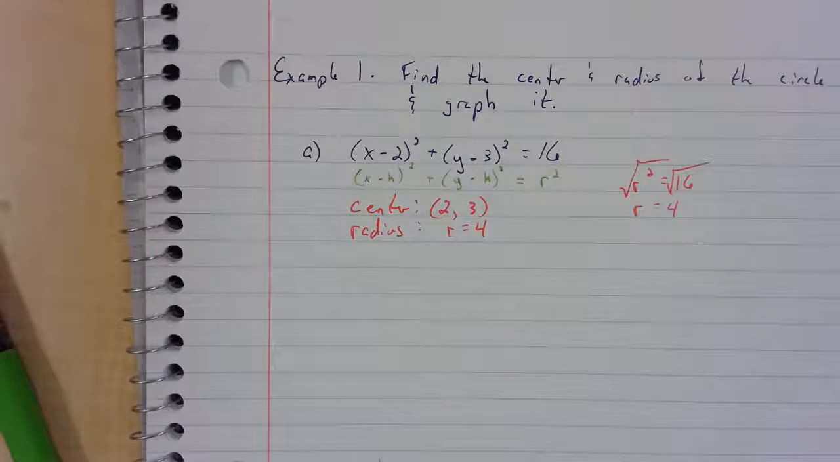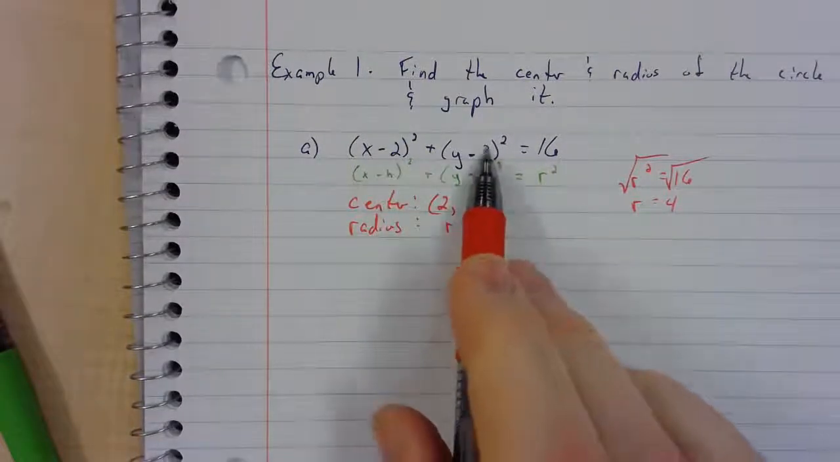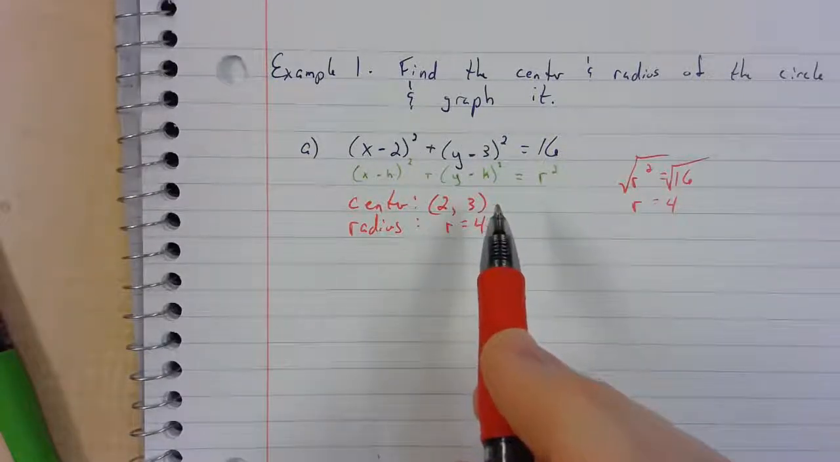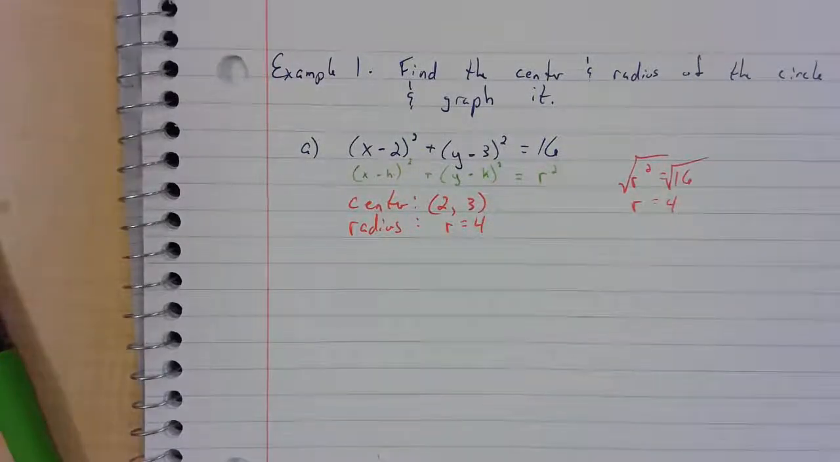So for the center, you just take whatever's in the h and k spot and make it positive? No, I don't make it positive. I see what h equals, I see what k equals. When it comes out of the parentheses, it changes signs. So let's take a look at another example and see if that clarifies your question.